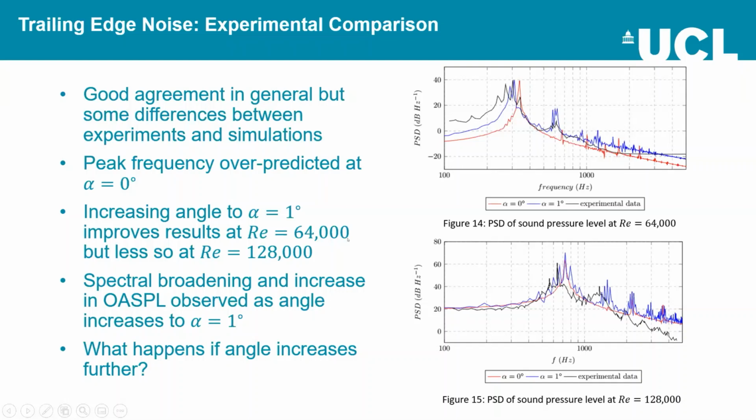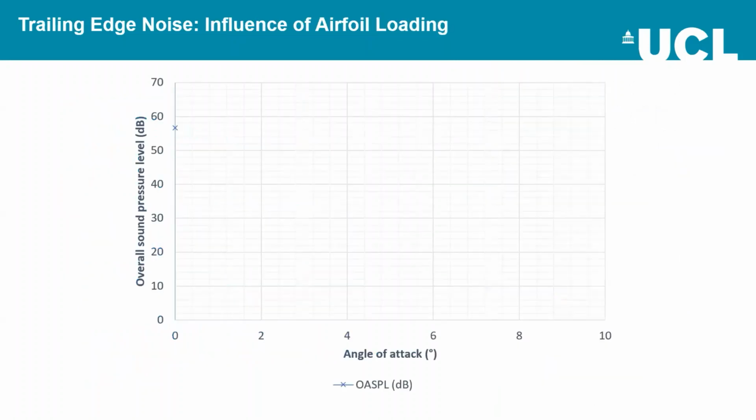So we can see that between 0 degrees and 1 degree, we have this spectral broadening, where at 0 degrees, particularly here, you can see this very dominant single component, so one frequency. And then as we increase to 1 degree, we get a slight broadening. And we actually, for this case, see a slight increase in the overall sound pressure level. So that leads us to ask what happens if we increase this angle further.